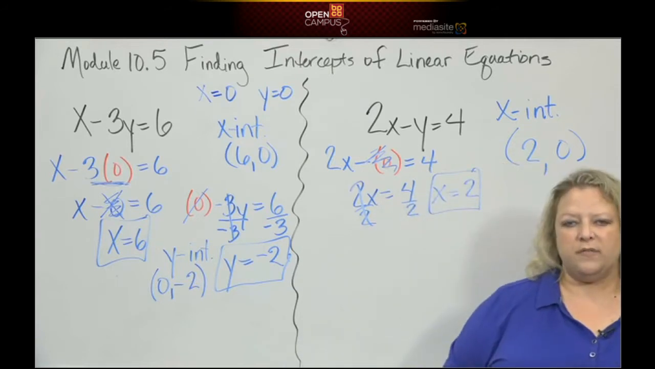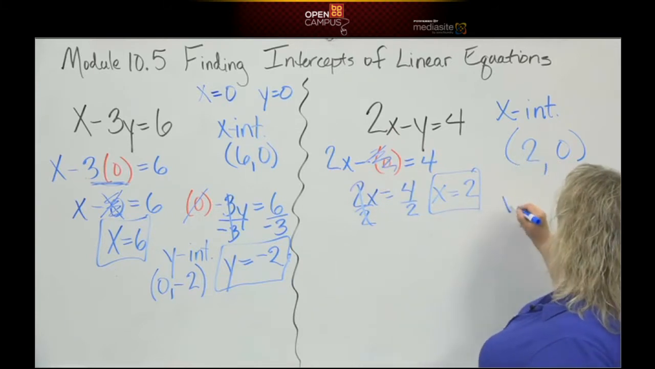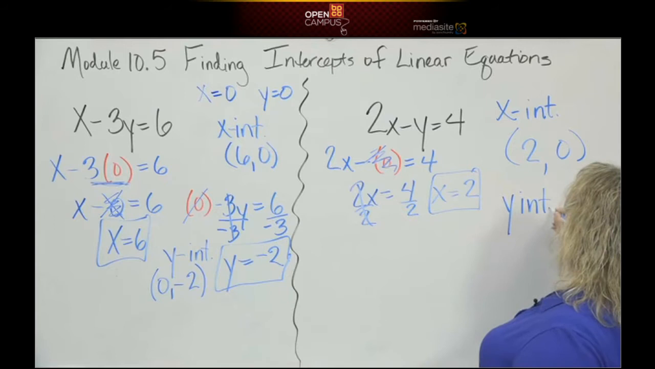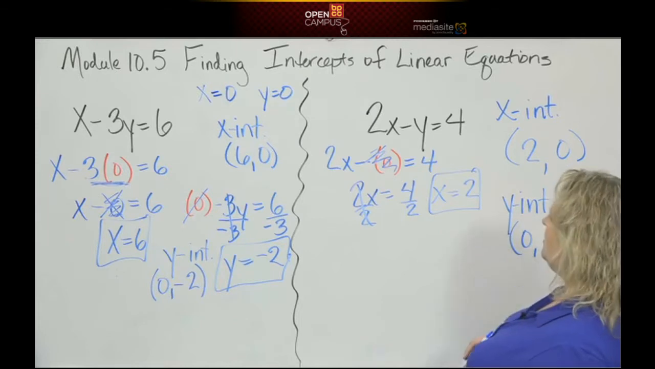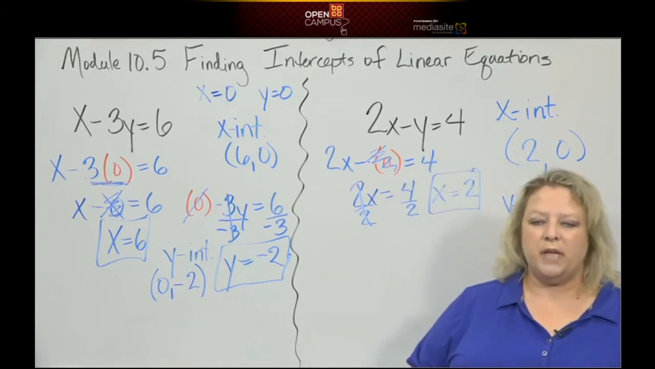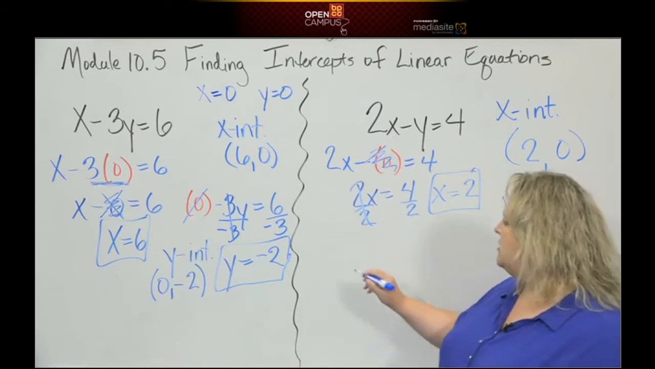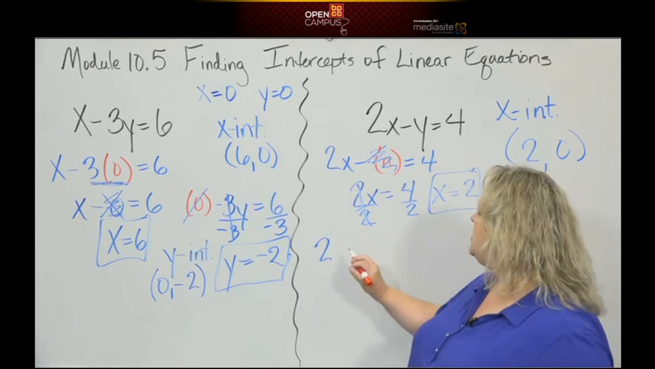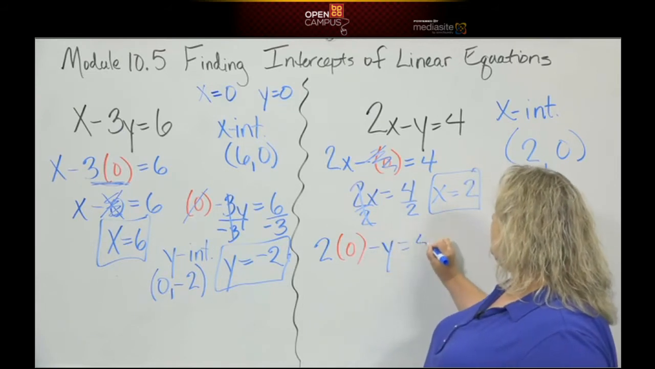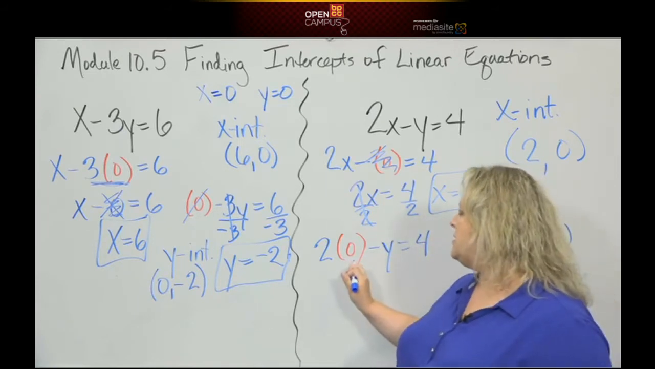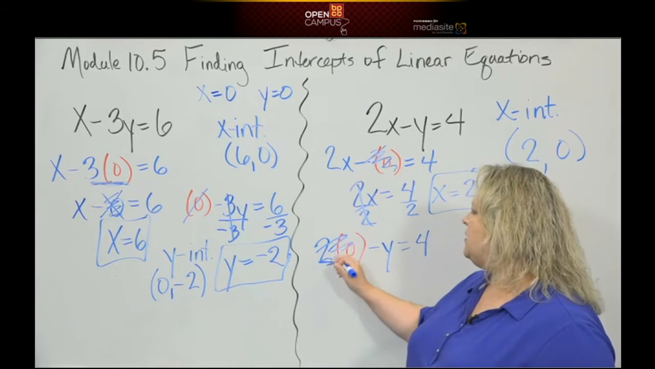Now let's do the same procedure and find the y-intercept. To find the y-intercept, I make x a 0. So let's write it down: y-intercept, INT, and that's going to be 0, comma, some number, because I'm looking for my y value. I don't know it yet. I do know that my x is going to be substituted with a 0. So I have 2 times 0 minus y is equal to 4. Remember, 2 times 0, 0 multiplied by anything is 0, so you can just scribble that out.